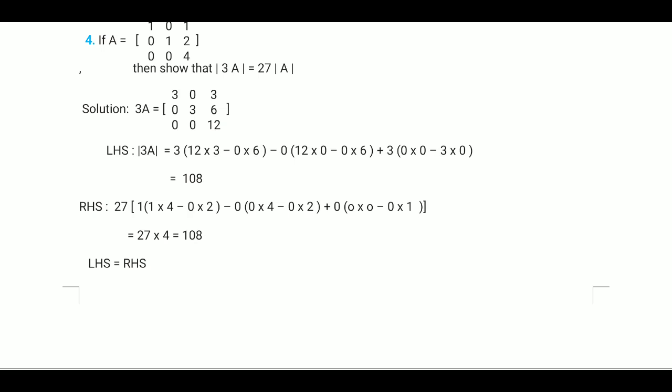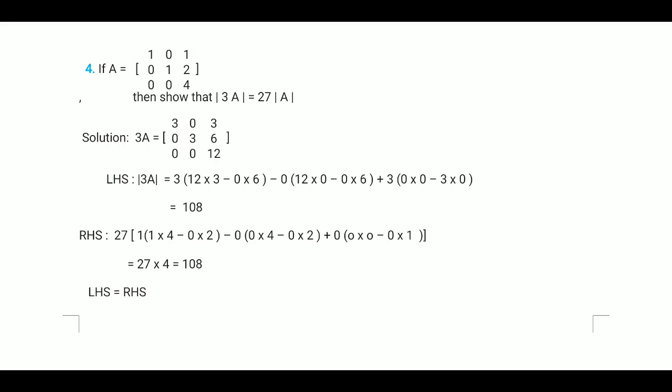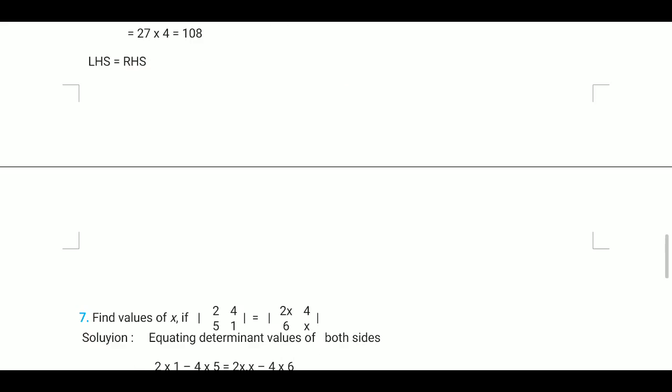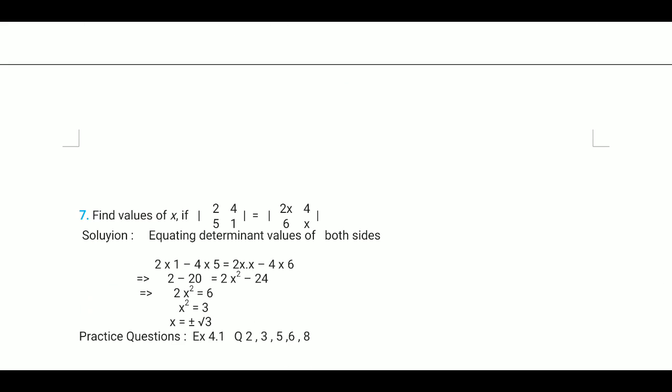And on the right hand side it is 27 into the determinant value of A. So 27 and the value of determinant A is obtained as 1 into 4 minus 0 into 2, minus 0 into 0 into 4 minus 0 into 2, plus 0 into 0 into 0 minus 0 into 1, and like this we get 27 into 4, that is again 108. So the left hand side and right hand side are both equal, so it is verified.